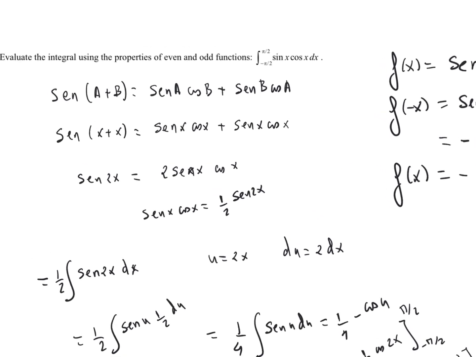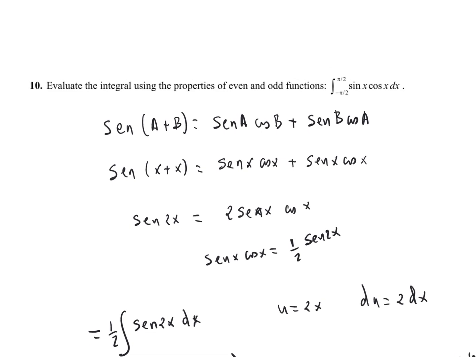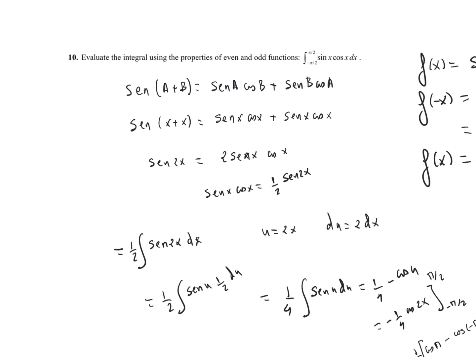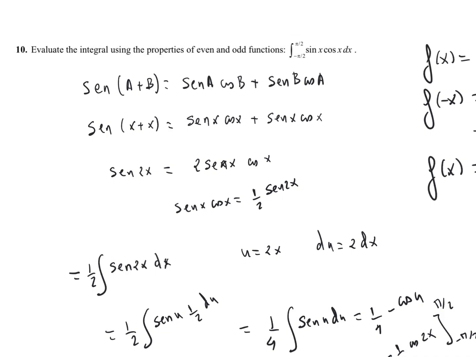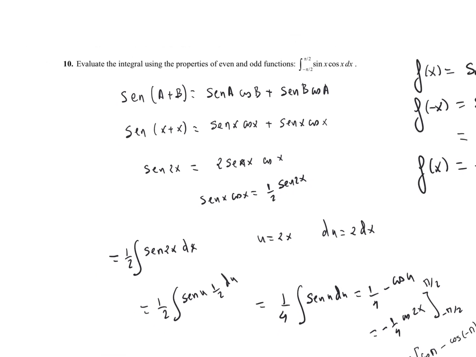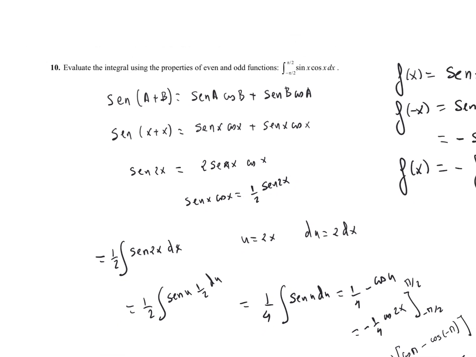So the function is odd, and the area between two symmetrical points, minus pi divided by 2 and pi divided by 2, is 0. So the area is 0. If you don't believe me, you can do the integral.